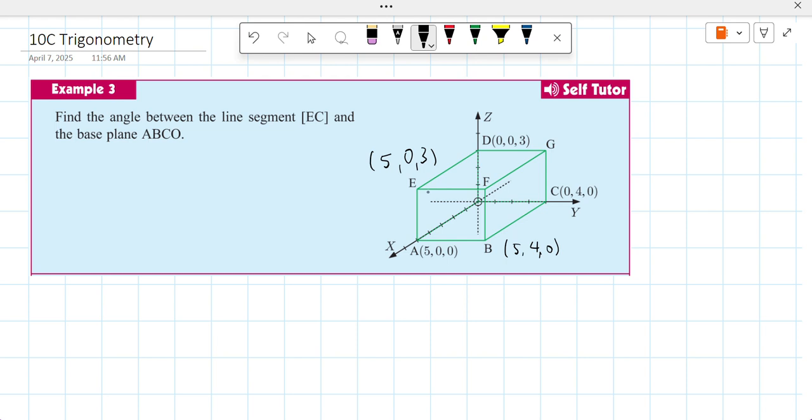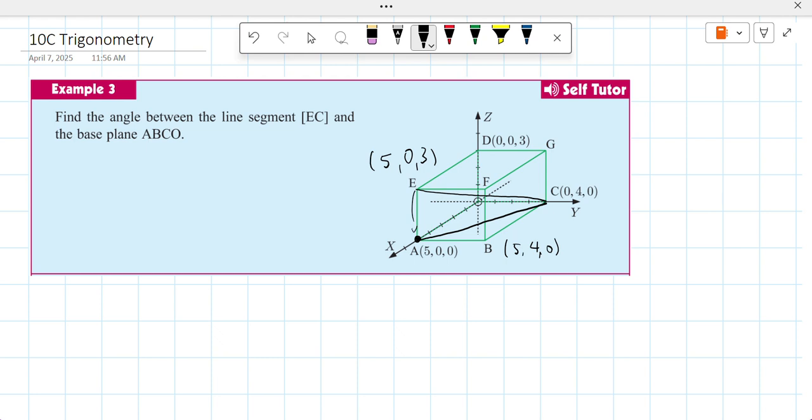So we can connect the points E and C to find the line segment EC. Then imagine that you climb the ladder from C and go up the hill to the point E, and then you drop. If you suddenly drop, then we land onto the point A. So let's find the line segment AC. Now I'm going to find the angle between the line segment EC and the line segment AC. If I find such an angle, then it will be the angle between the line segment EC and the base plane ABCO.